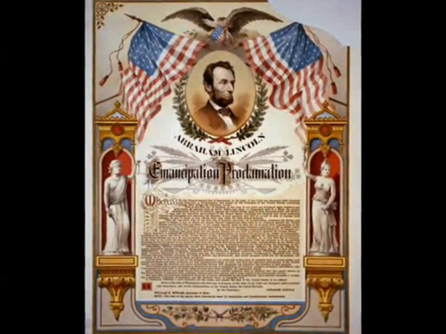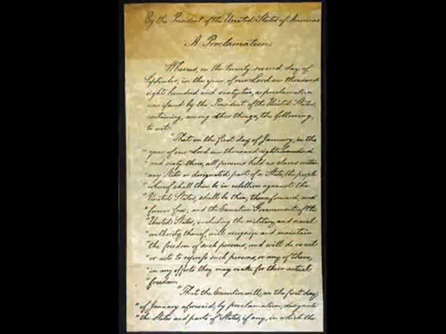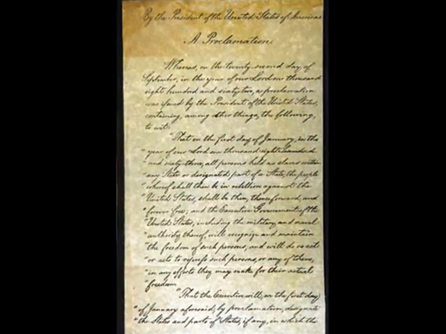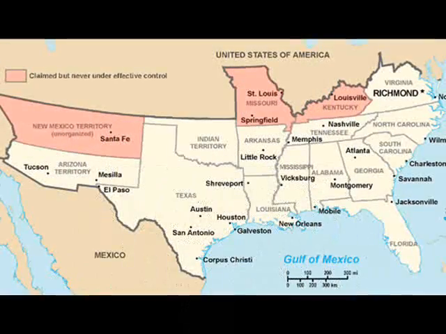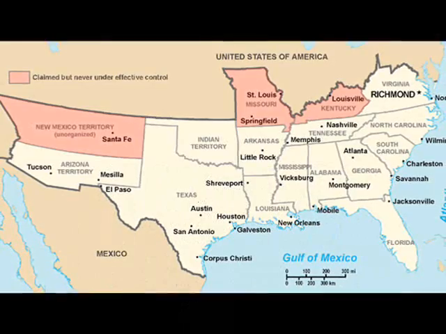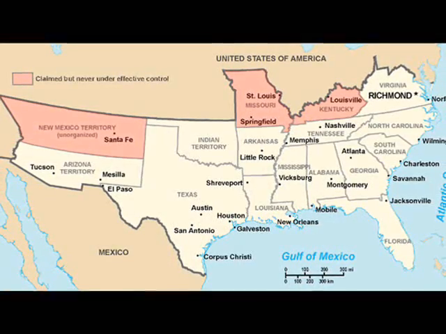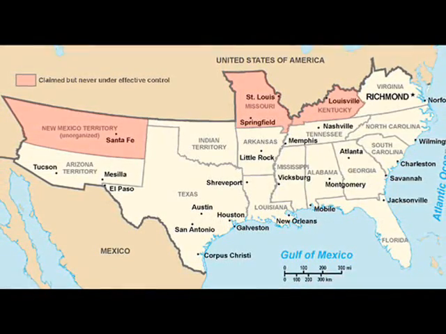Now, the Emancipation Proclamation was an order that freed many slaves in the United States. It wasn't a law passed by Congress, rather a proclamation given by President Lincoln on September 22, 1862. It stated that any states that did not return back to the Union by January 1st, 1863 would have any slaves in their territory freed.